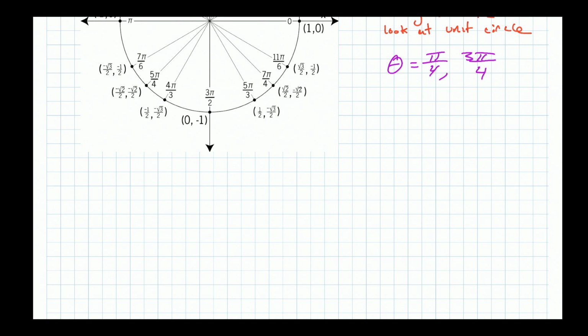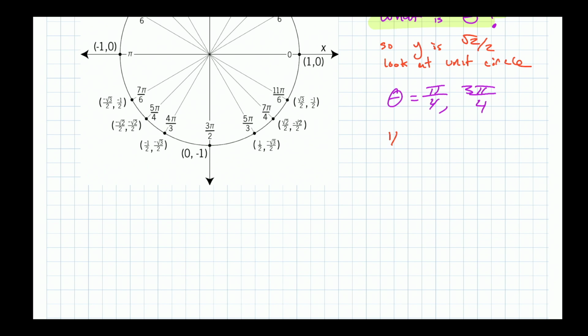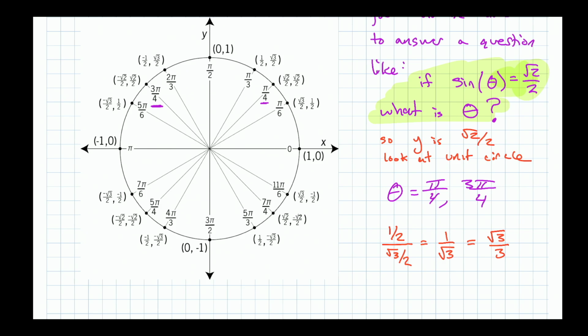So, what happens if you do 1/2 divided by square root of 3 over 2? Think about that. If you divide those, you're actually going to get 1 over square root 3. And if you rationalize the denominator, you could also write that as square root 3 over 3. So those are three ways to write the same thing. Why would you care? Well, because if you were doing a tangent of an angle like this, you'd have to do y over x.